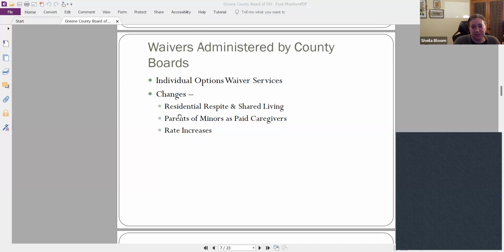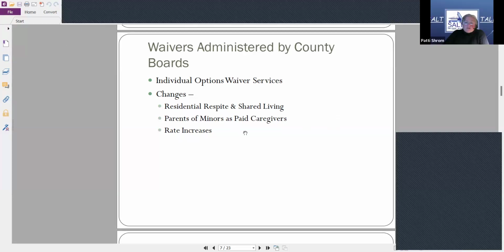Like I just said, the rate increases for just about all of the waiver services happen January 1st, and will happen again July 1st. So this has resulted in some budget changes. There's been an increase in pay for most of the waiver services, not all of them. But again, it's a way to incentivize providers to help work with our individuals.